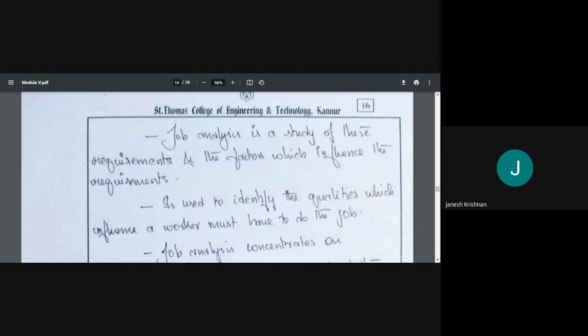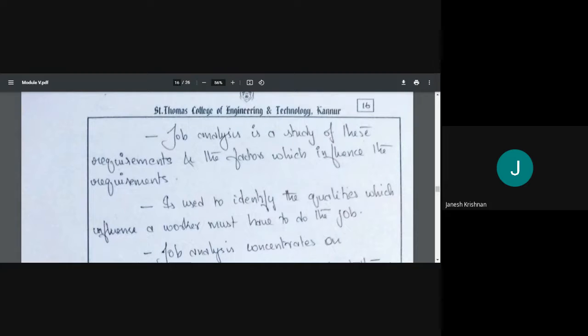So the requirement for the site engineer is Hindi, and what is the factor? The factor is that the laborers are from North India. That is job analysis: the study of these requirements and the factors which influence the requirements. Understood? What is the requirement and what are the factors of the requirement?